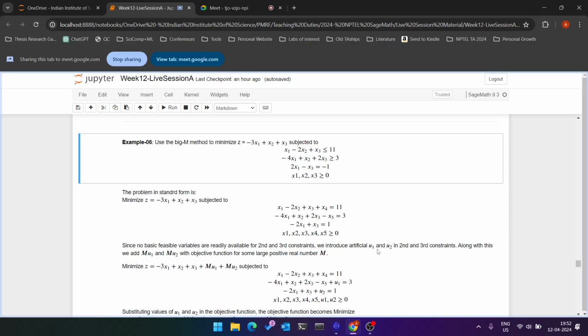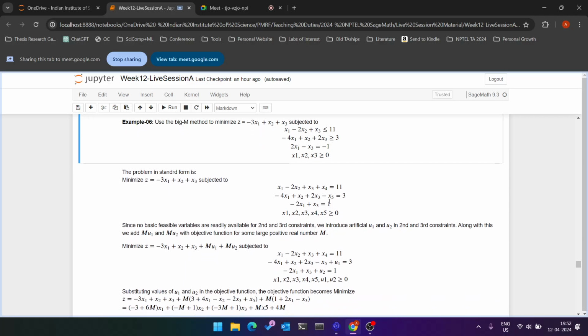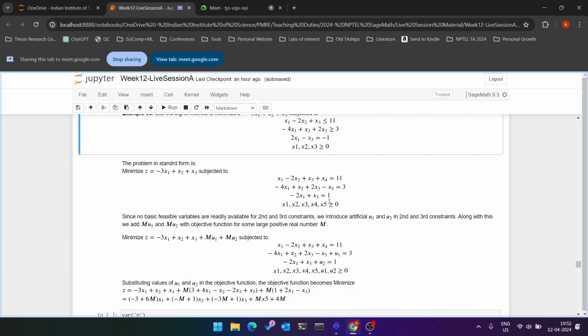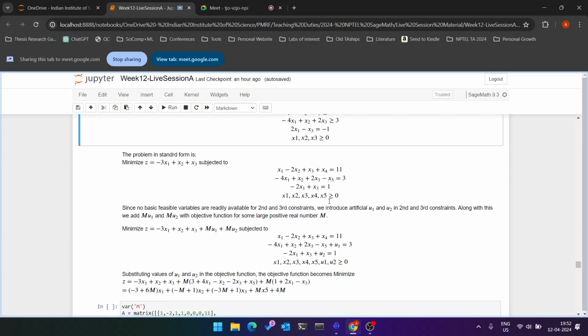Okay. So the way we do this is we have to minimize z is equal to c transpose x, or z is equal to minus 3x1 plus x2 plus x3, subject to three constraints. Two of them are inequalities, one is an equality. So we basically add an appropriate slack variable in the first constraint and a surplus variable in the second constraint to convert it into standard form.